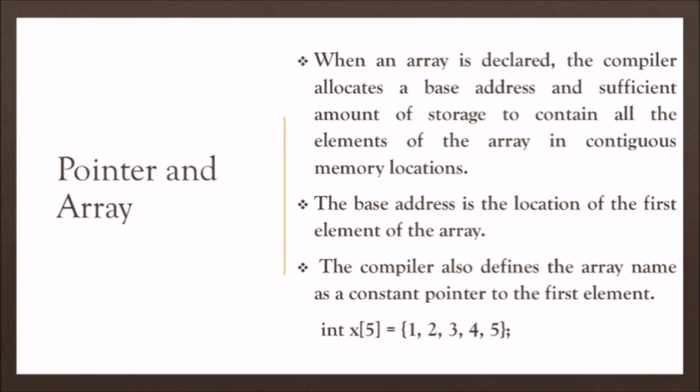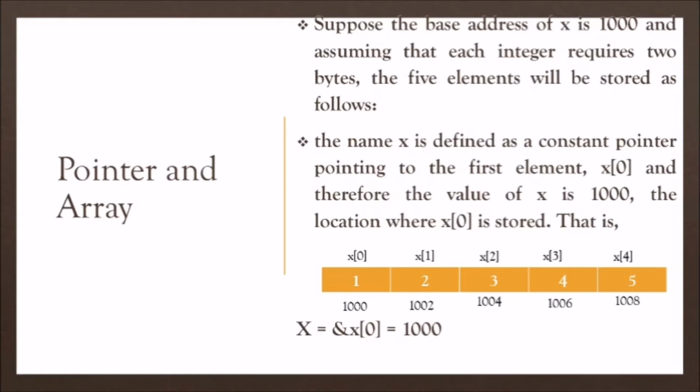The compiler also defines the array name as a constant pointer to the first element. Suppose we declare an array named x with size 5 and data type integer. So int x[5], and the values of the array are 1, 2, 3, 4, 5. Now suppose the base address of x is 1000 and each integer requires 2 bytes, so the 5 elements will be stored as follows.